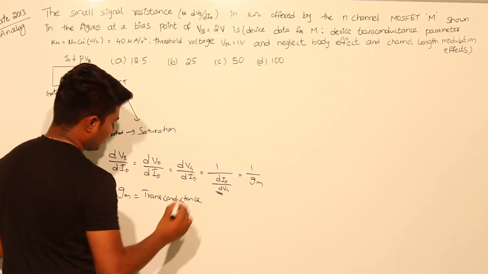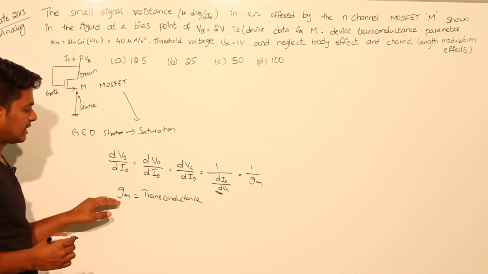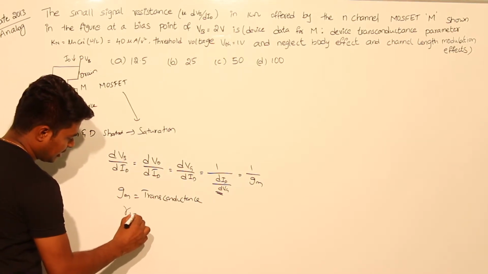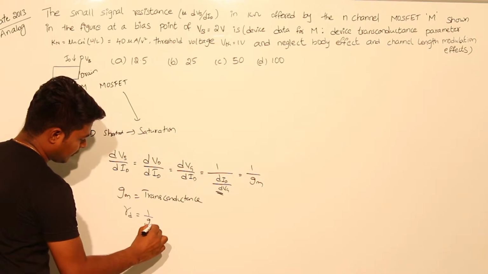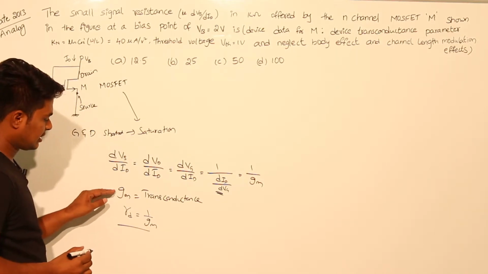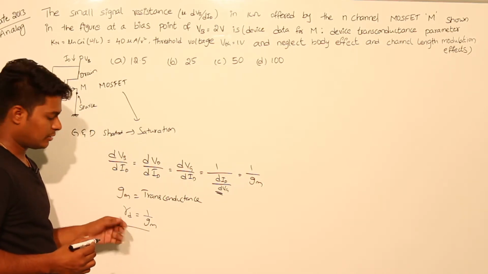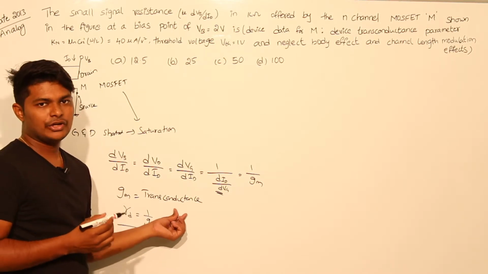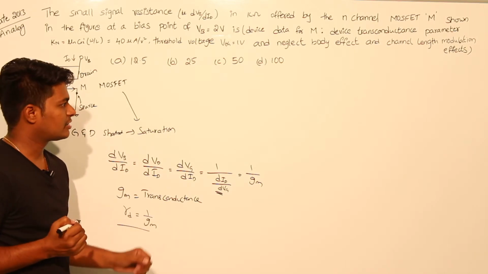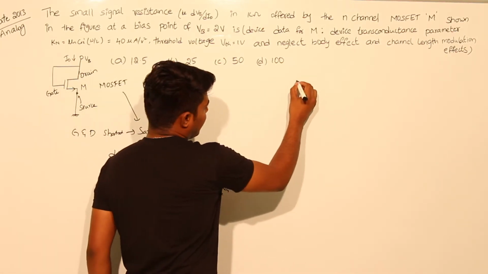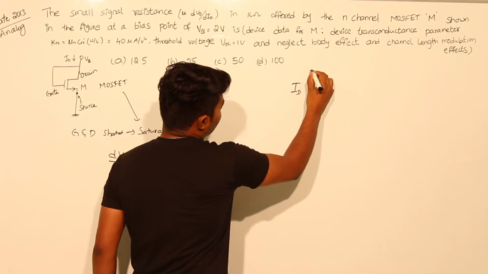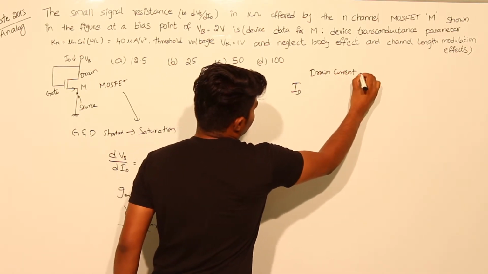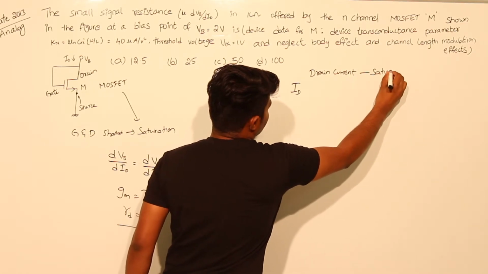Now what is the relationship between transconductance and small signal resistance? Small signal resistance Rd equals 1 by Gm. So first we need to find the transconductance, then just take the reciprocal to get the small signal resistance. For finding transconductance, we need the drain current equation in the saturation region.